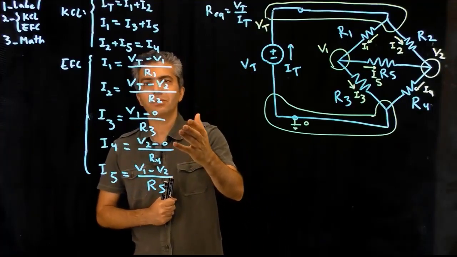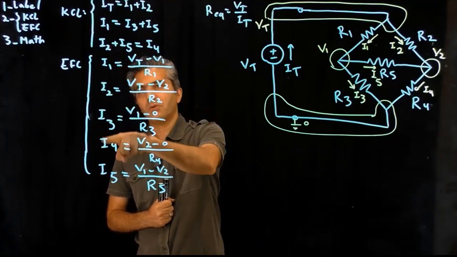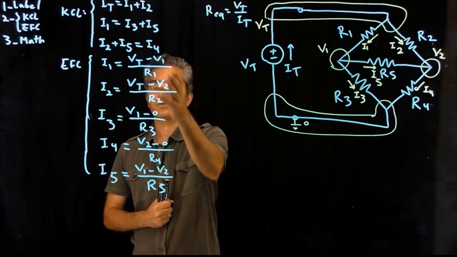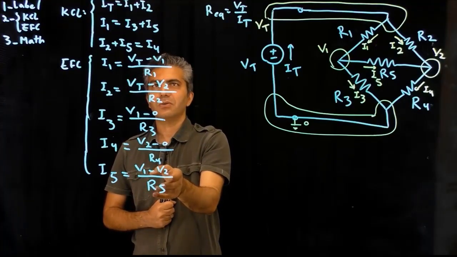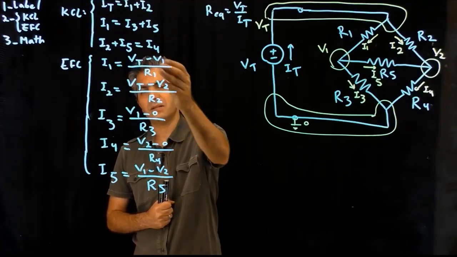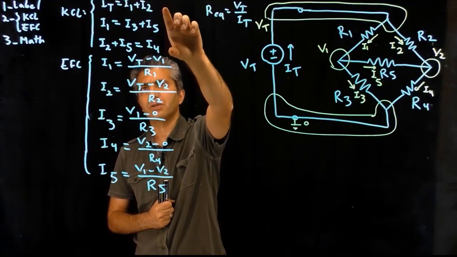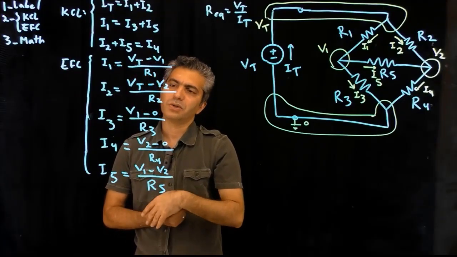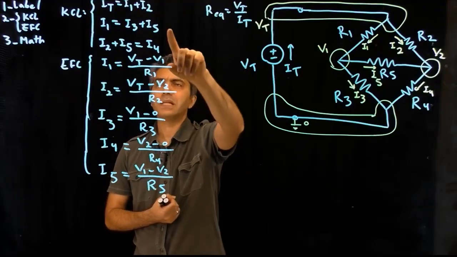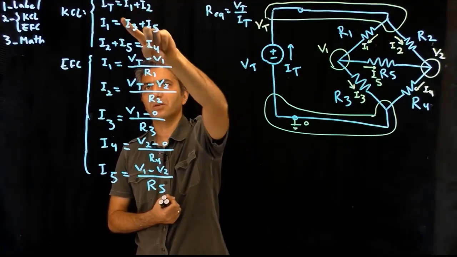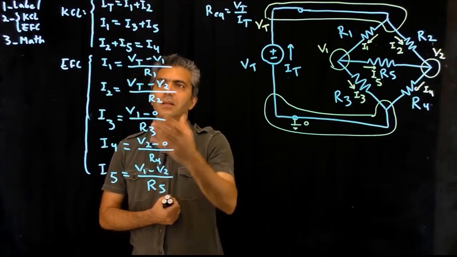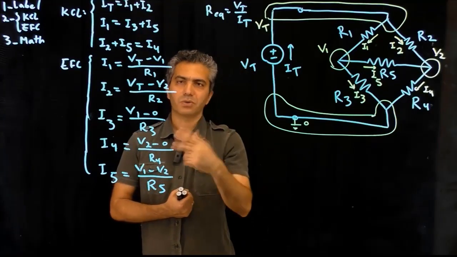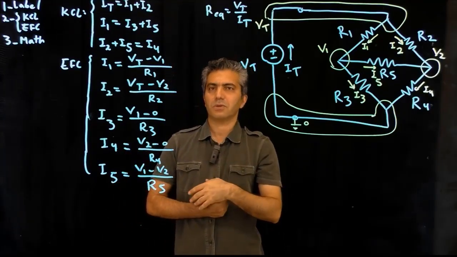One thing that you could do, as you notice, is that I have an equation for all 5 of the currents in the circuit as a function of the voltages. So what I could do is take all of these and put them back in these 2 equations and pretty much get rid of 5 of the equations immediately, which would leave me with 3 equations with 3 unknowns, IT, V1, and V2. That is not that difficult to solve.